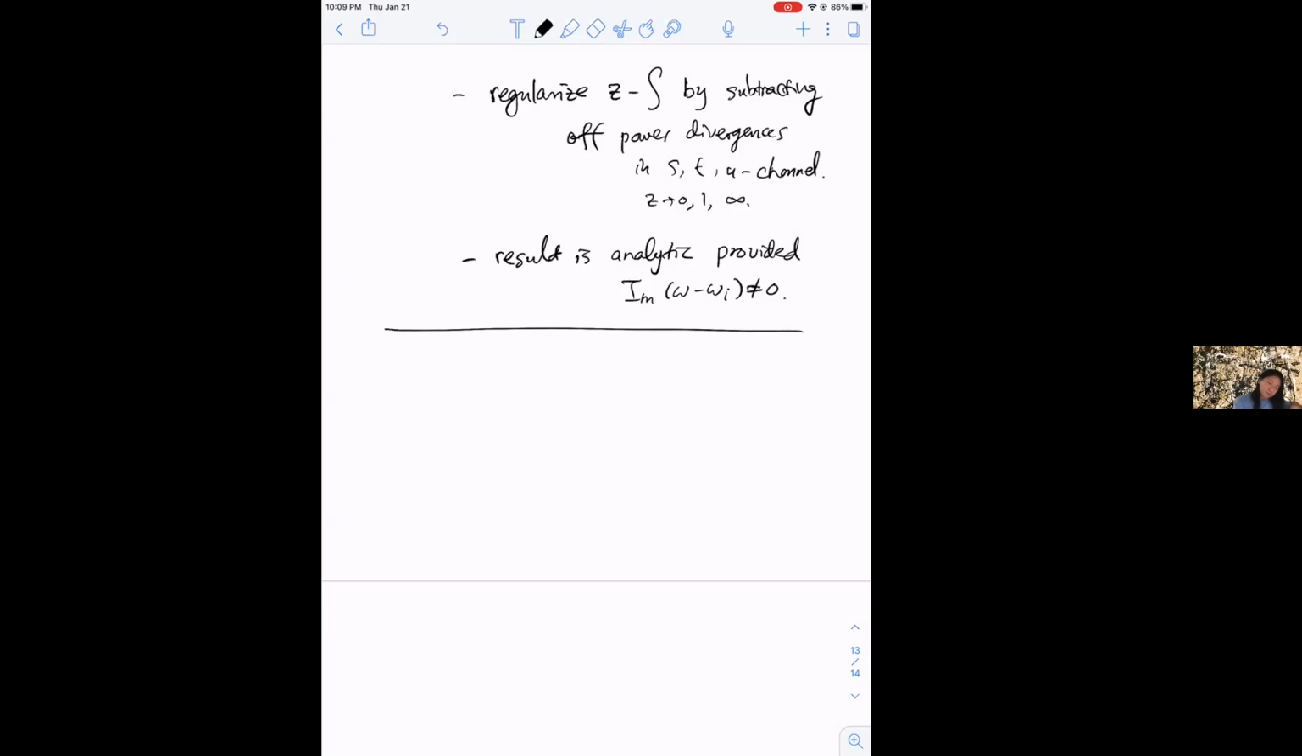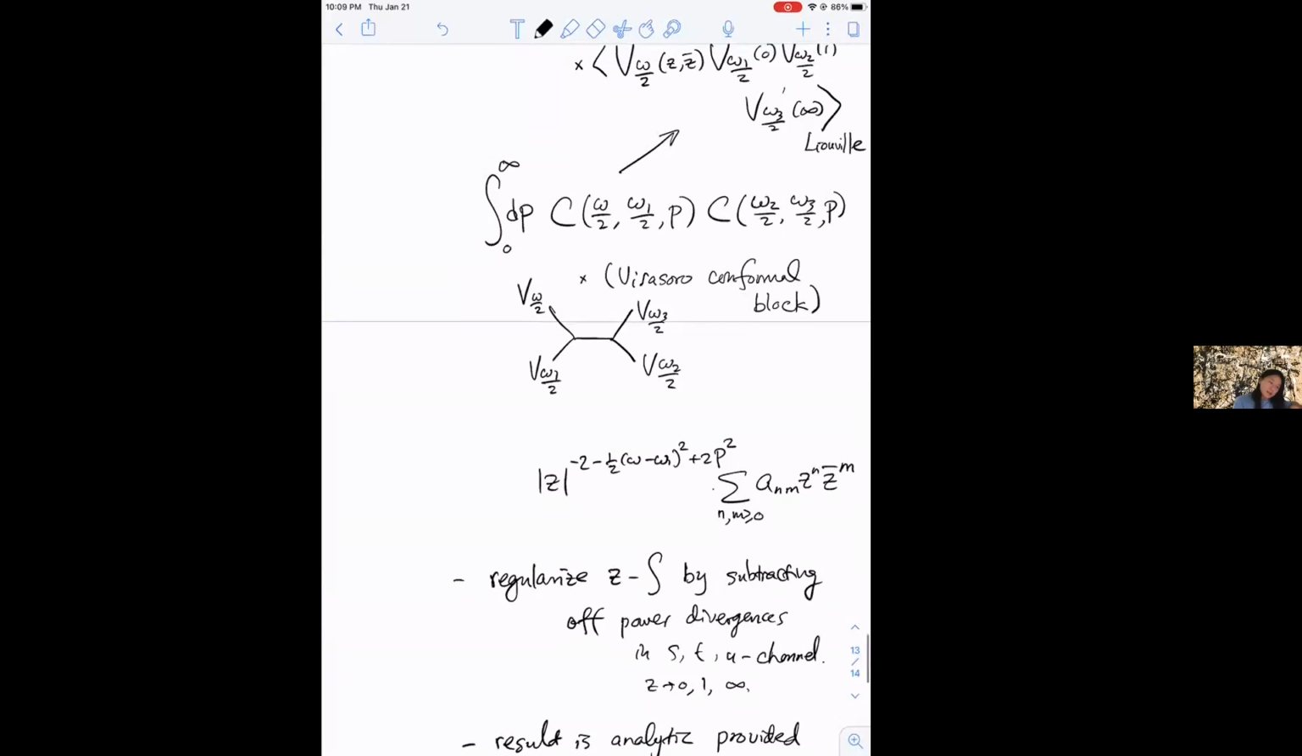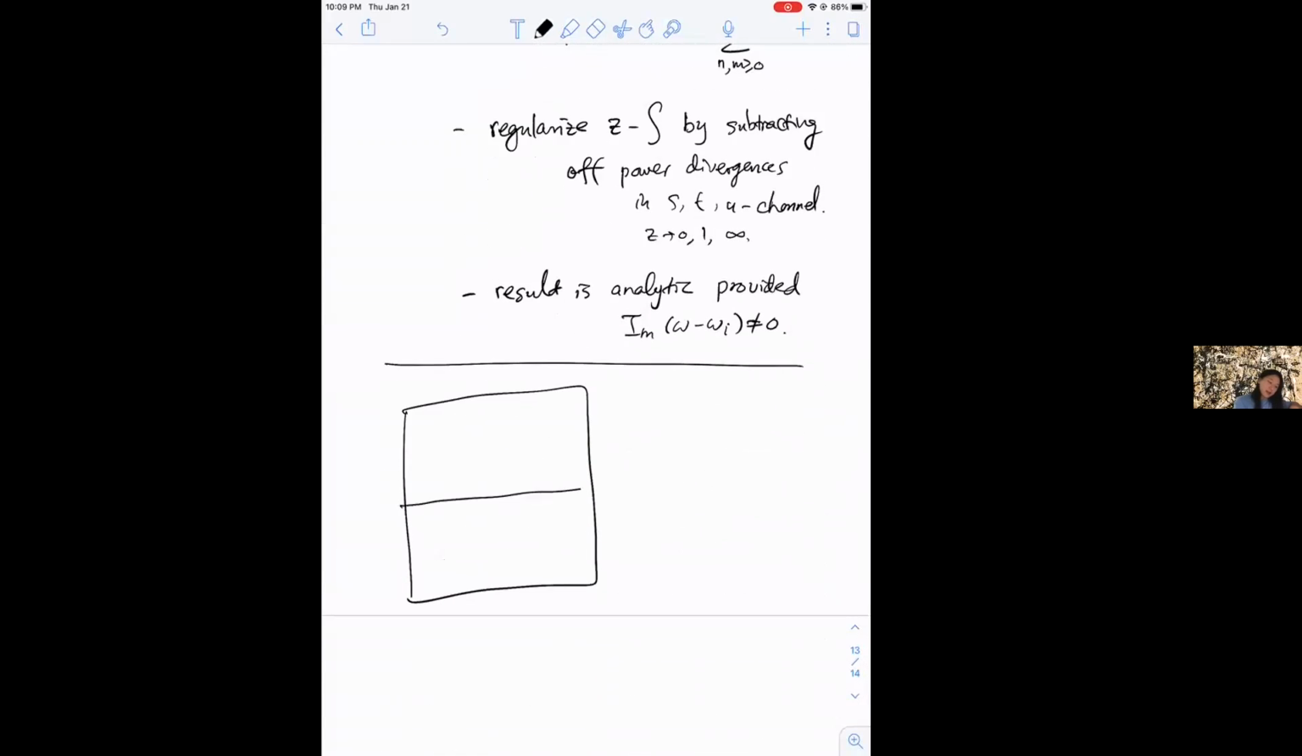So if you do this P integral, which is over the positive real axis, you can actually double it into an integral along the entire real line. So this is on the complex P plane. When you continue, you have to be a little careful about the singularities in the integrand. It turns out that there are infinite families of poles on the complex P plane that depend on the energy of the external states.